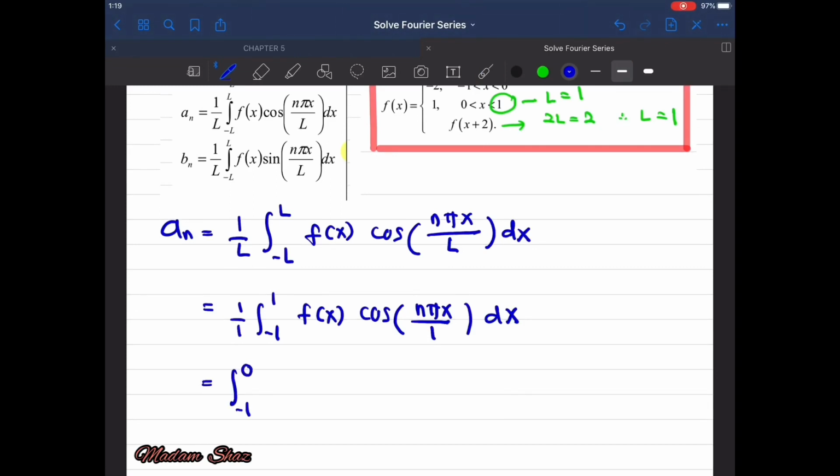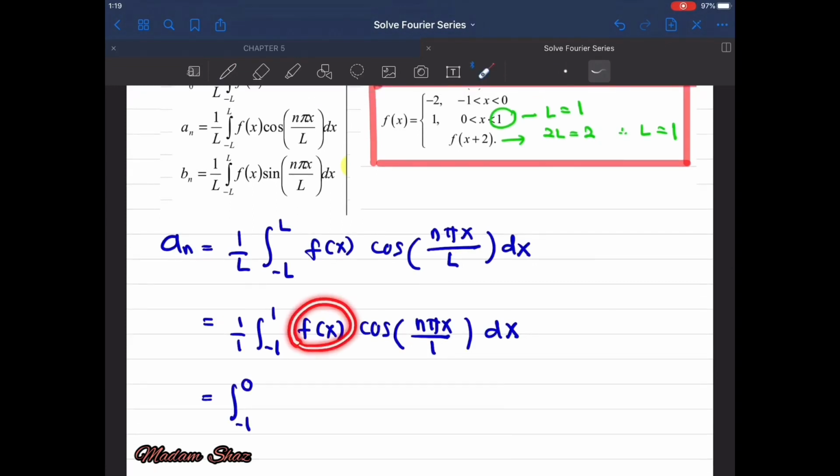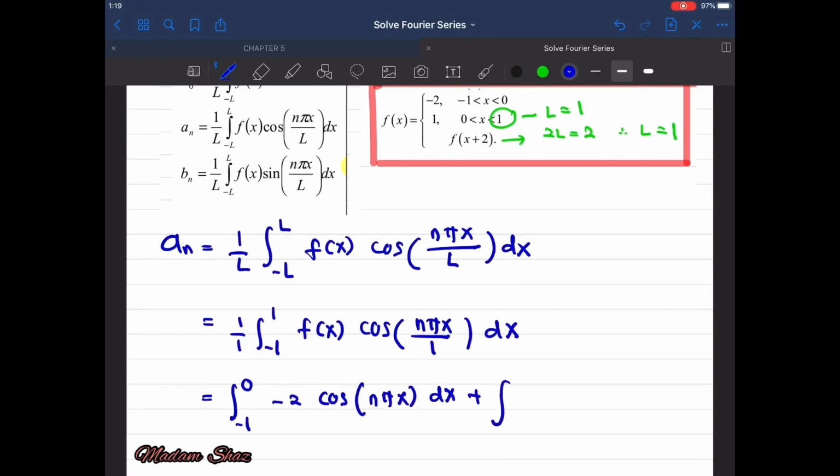Negative 1 until 0, our f(x) is equal to negative 2. Negative 2 cos n pi x over 1. So n pi x divided by 1 will become n pi x, dx, plus the second limit 0 until 1. Our f(x) is equal to 1, cos n pi x dx.